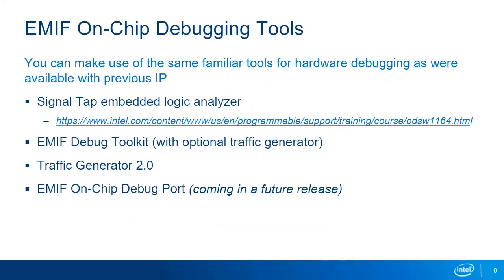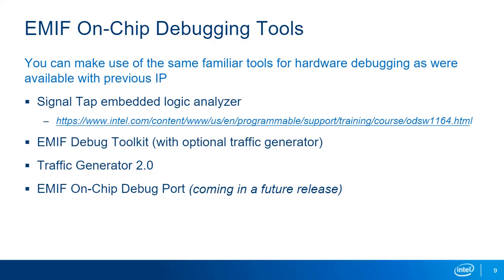As with the memory IP in previous device families, on-chip debugging tools are available to help debug problems with Intel Agilex memory interfaces and analyze an interface's operation during runtime. The tools we'll discuss are listed here. The Signal Tap Embedded Logic Analyzer is a great tool for examining internal signal levels when a set of defined conditions, called a trigger, occurs. To learn how to set up and use Signal Tap, see the online training linked here.